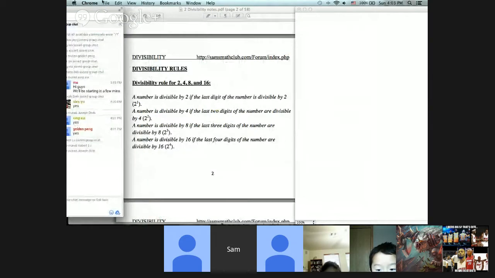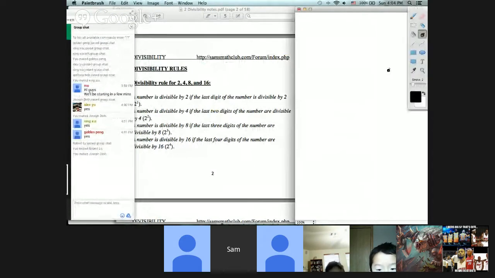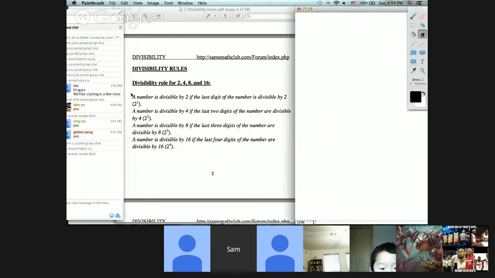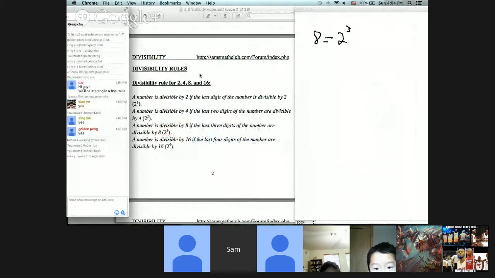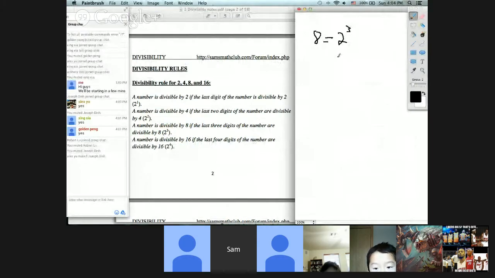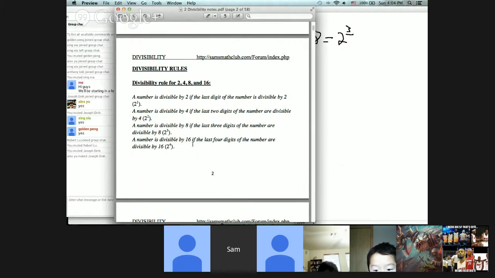Similarly, we see a number is divisible by 8 if the last three digits of the number are divisible by 8. We know 8 is equal to 2 to the power 3, so we look at the last three digits. And the same thing for divisible by 16: we look at the last four digits.